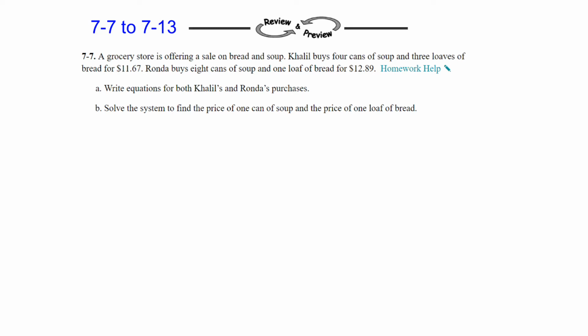Well, what are the things that we don't know? We know how many they're buying of soup and loaves of bread, but we don't know the cost of each of those. So let's make that our let statement. So for part A, even though these are not the equations just yet, we need to write let statements. So let, I don't want to use S, let's use C. Let C equal the cost of a can of soup.